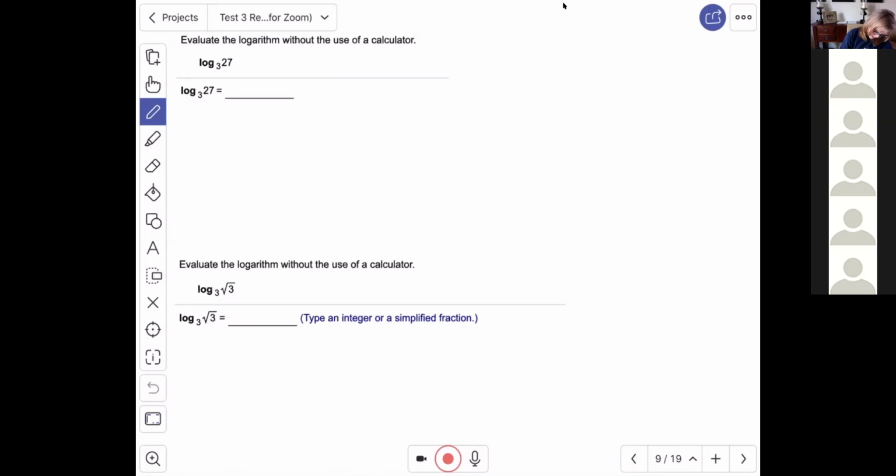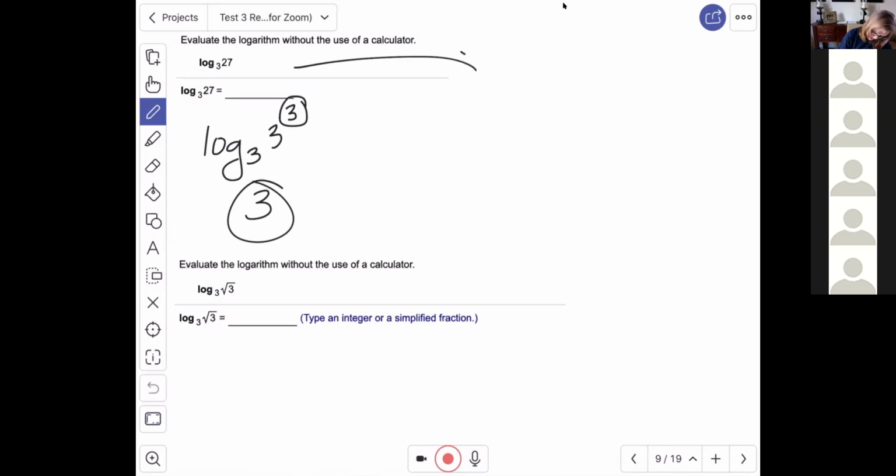So for the first one, we have the shortcut. See, 27 is 3 cubed. If you can rewrite it where the bases are the same, 3 and 3, then whatever that exponent is, that's your answer. Right there. But let me show you, that's the shortcut.